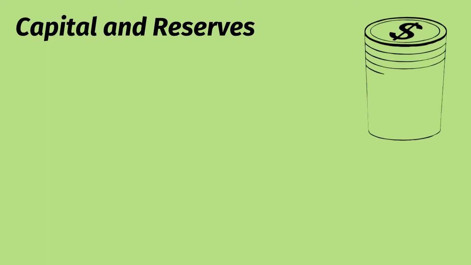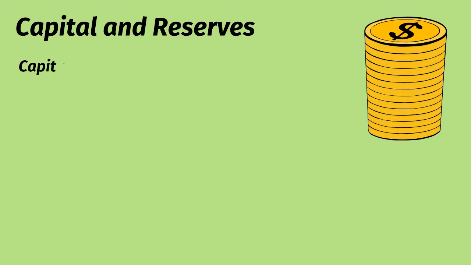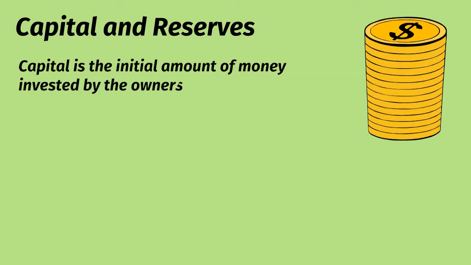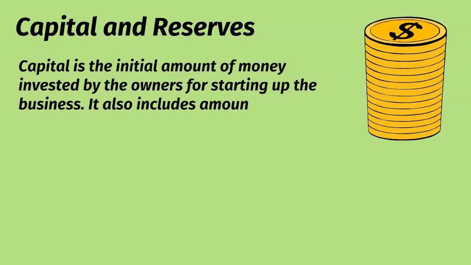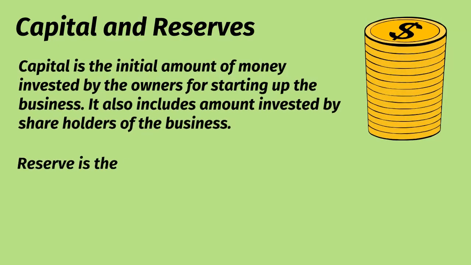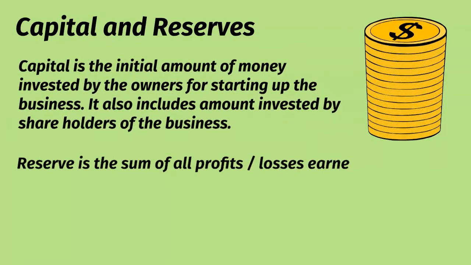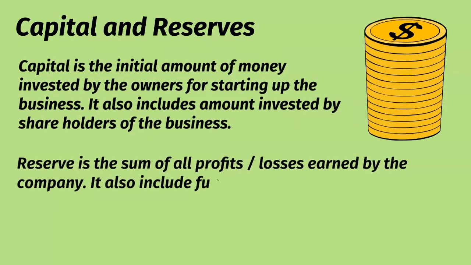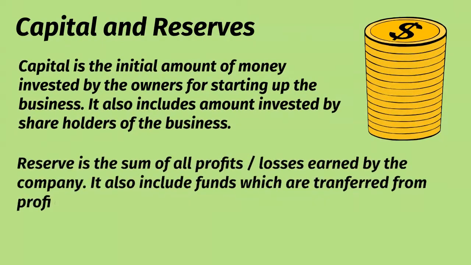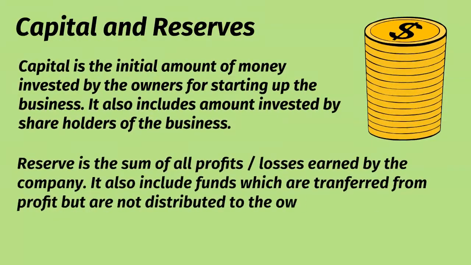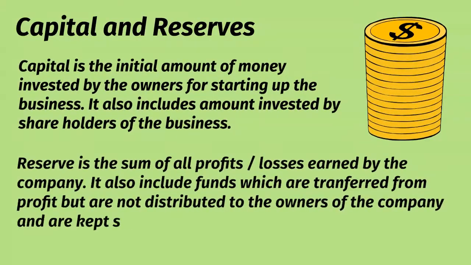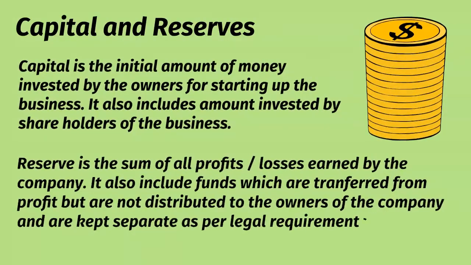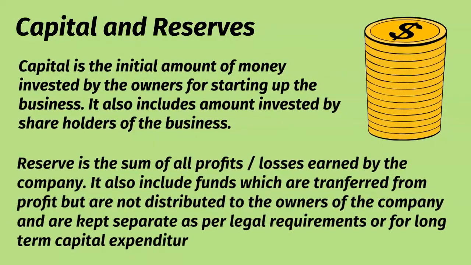Capital and reserves. Capital is the initial amount of money invested by the owners for starting up the business. It also includes the amount invested by shareholders of the business. Reserve is the sum of all profit or losses earned by the company. It also includes funds which are transferred from profit but are not distributed to the owners of the company and are kept separate as per legal requirements or for long-term capital expenditure projects.